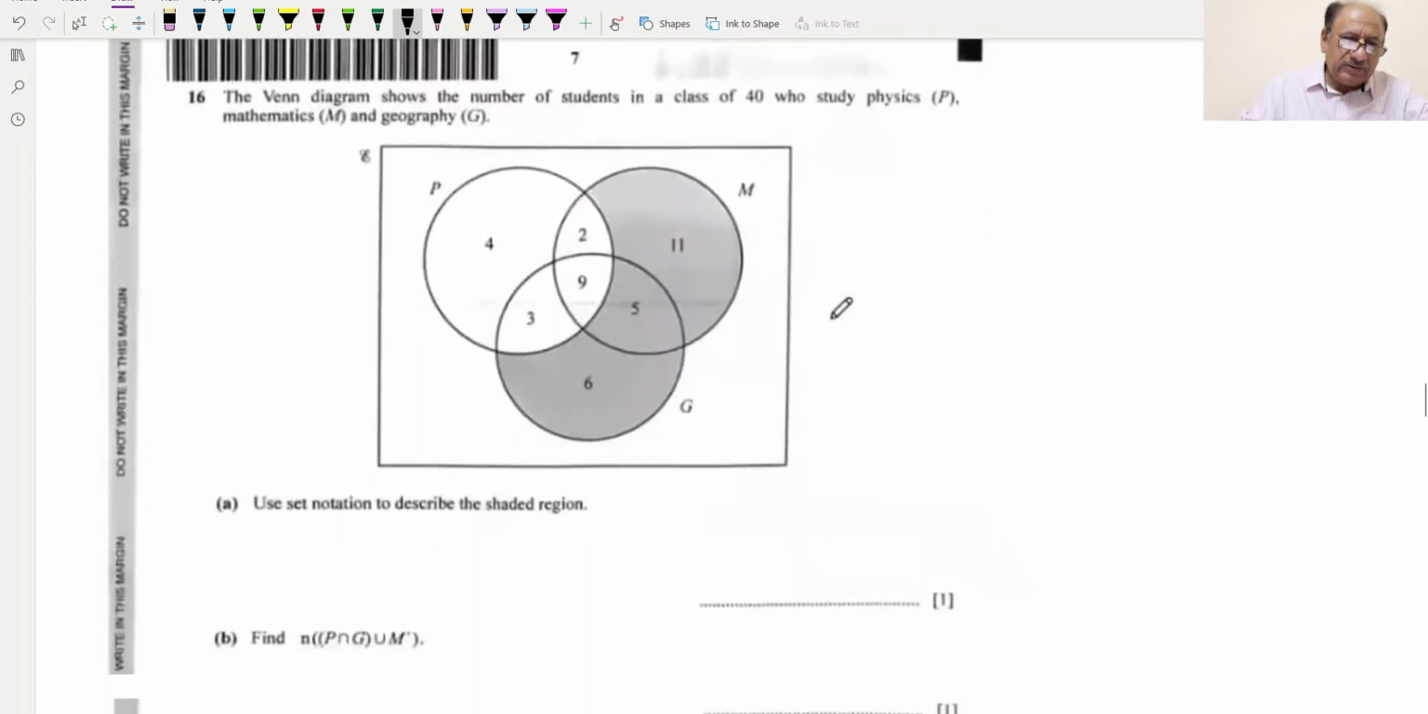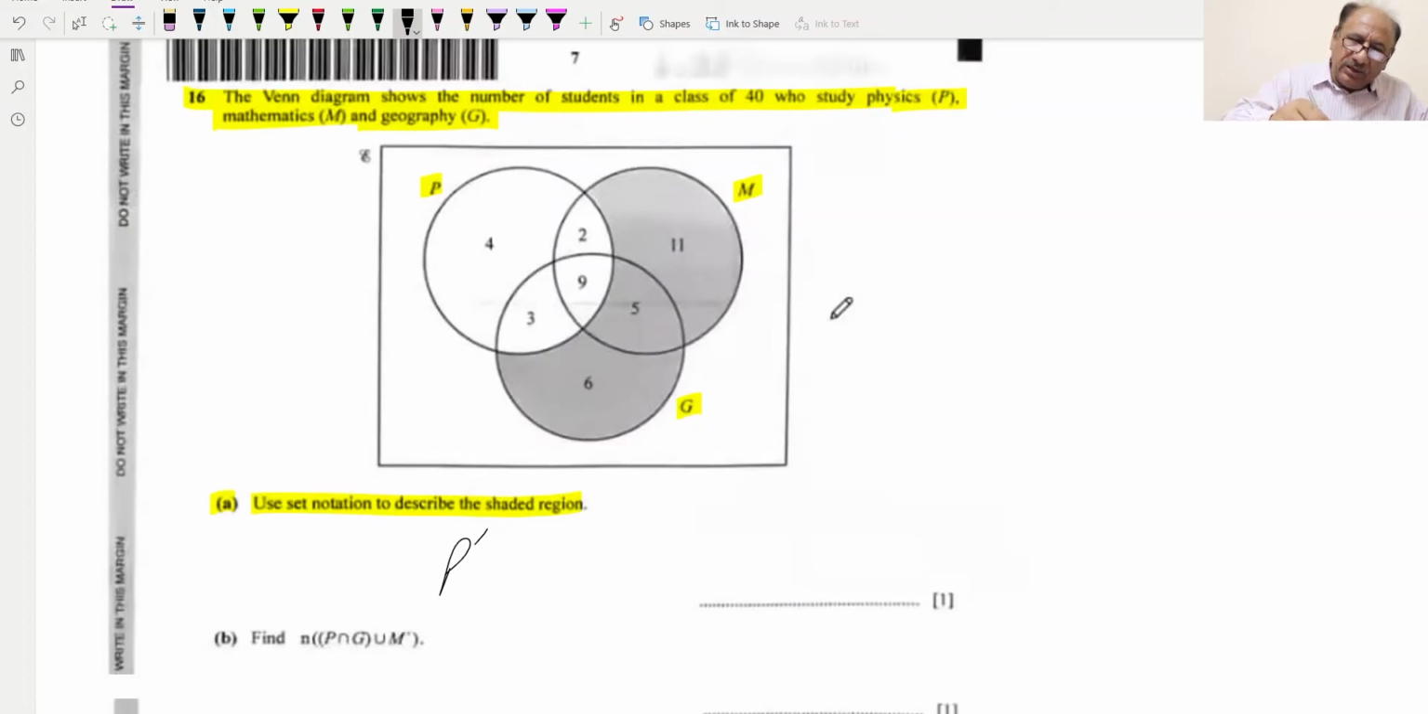Now question number 16, and question number 16 says the Venn diagram shows the number of students in a class of 40 who study physics, P, mathematics, M, and geography, G. So physics, math, and geography. A part, use set notation to describe the shaded region. So shaded region is what? P is not shaded, so P complement intersection with M and G. So our answer will be, this is a 1 mark question, no explanation basically required, but I'm explaining for you.